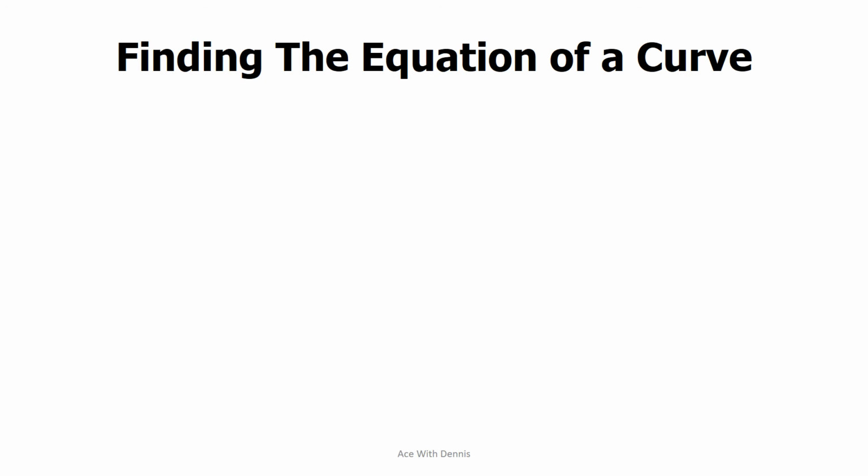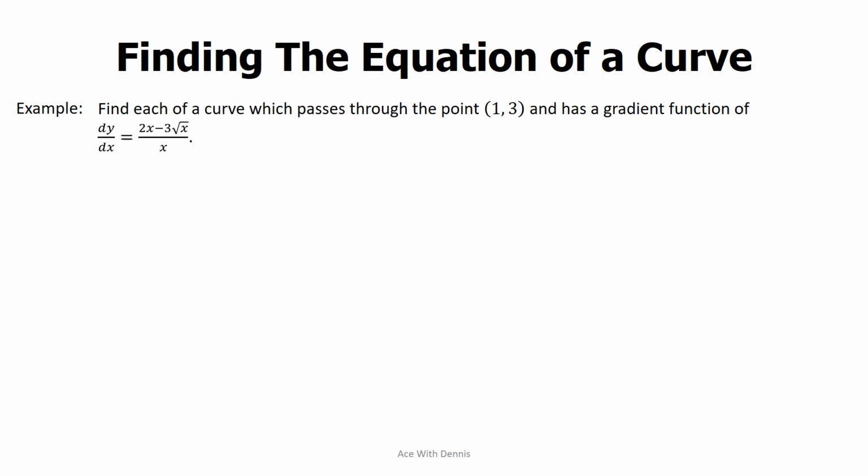The first one is finding the equation of a curve. Here is the example. Find the equation of a curve which passes through the point (1, 3) and has a gradient function of dy over dx equals (2 times square root of x minus 3) over square root of x. Here is the solution. So we want to find the equation of the curve, which is y equals the integration of the gradient function, which is (2 square root of x minus 3) over square root of x dx.